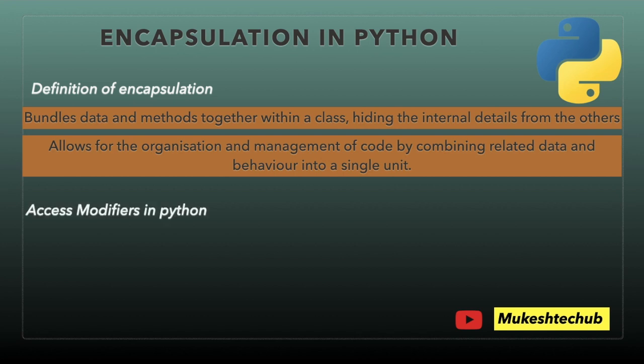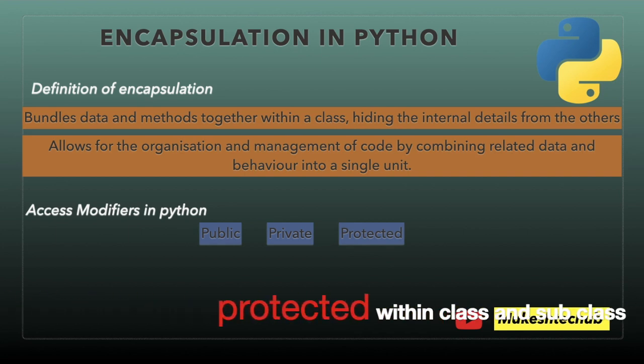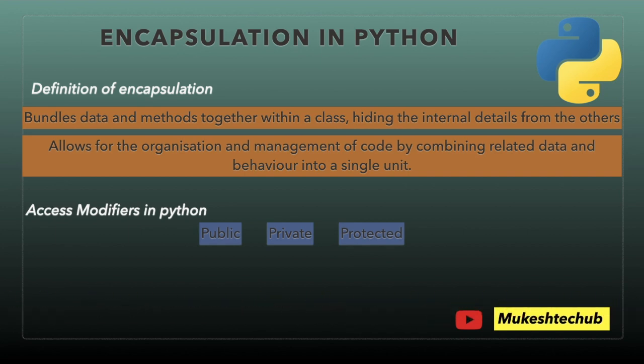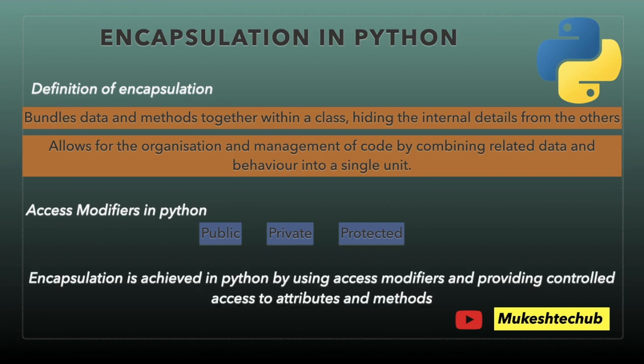Encapsulation allows for the organization and management of code by combining related data and behavior into a single unit. We will see what the modifiers in Python are. There are three types of modifiers: public, private and protected. Public attributes and methods are accessible from anywhere, while protected attributes and methods are denoted by a single underscore and are intended for internal use within the class or its subclasses. Private attributes and methods are denoted by a double underscore, and their names are mangled to prevent accidental access from outside the class. Encapsulation is achieved in Python by using access modifiers and providing controlled access to attributes and methods.